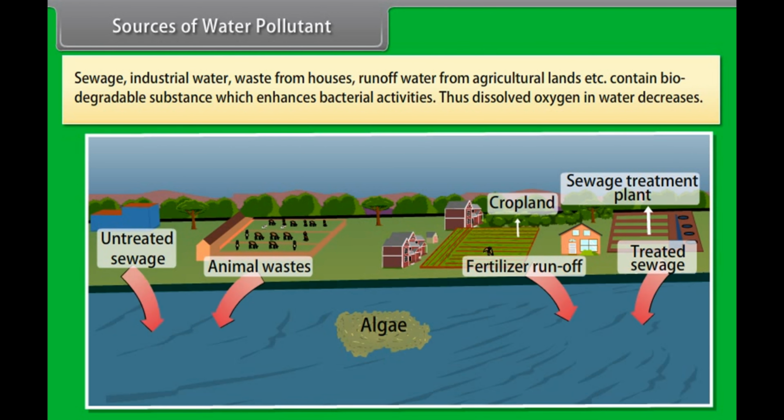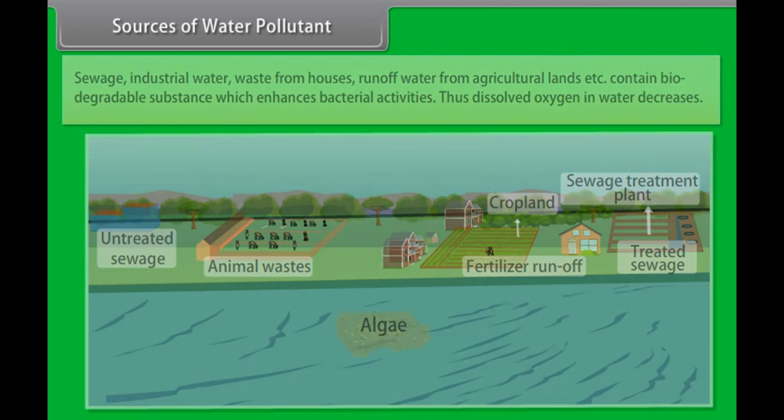Sources of water pollutant. Sewage, industrial waste, waste from houses, runoff water from agricultural lands, etc. contain biodegradable substances which enhance bacterial activities. Thus, dissolved oxygen in water decreases.